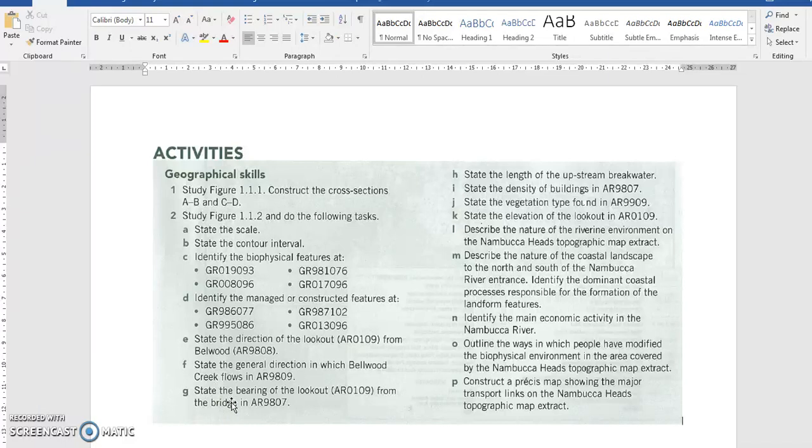Question G requires us to state the bearing of the lookout in area reference 0109 from the bridge in area reference 9807. Ideally, when you're using bearings, you would use a protractor to locate the bearing. However, today I'm just going to show you how to estimate the bearing.